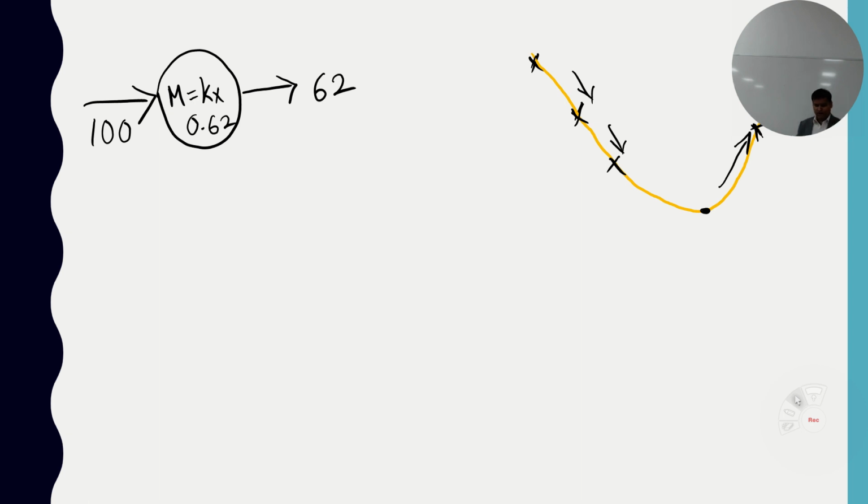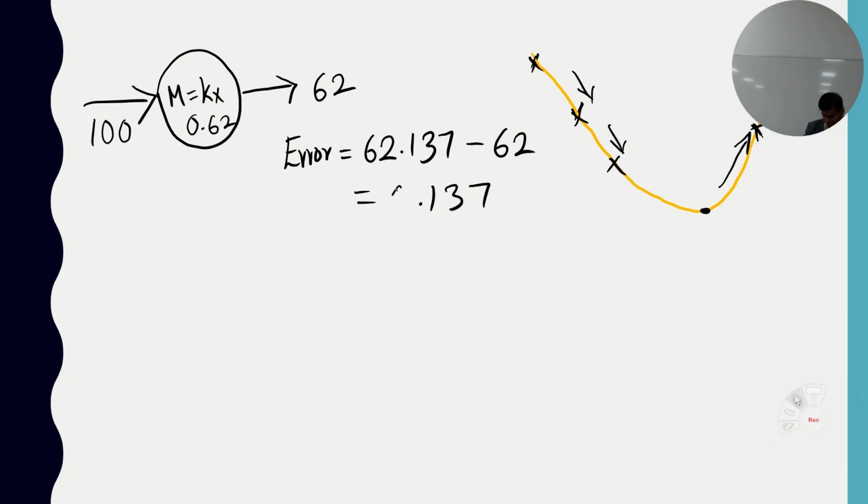Now what is the error that we get? We get this error as 62.137 minus 62. So this is going to be your error. That's nothing but 0.137. So in fact we have drastically reduced the error.